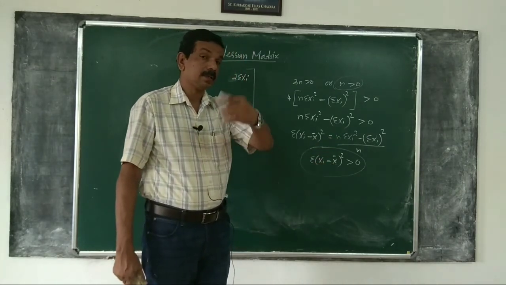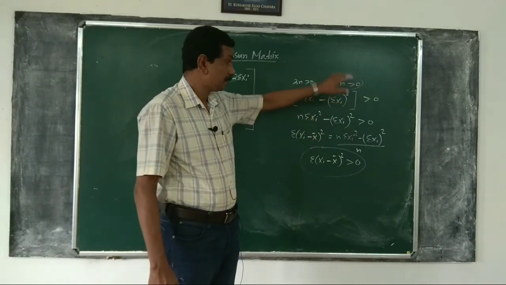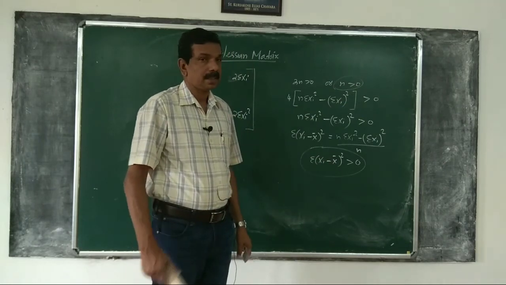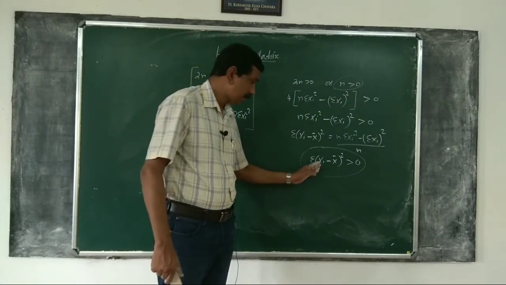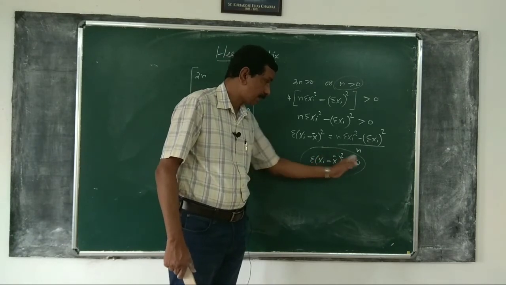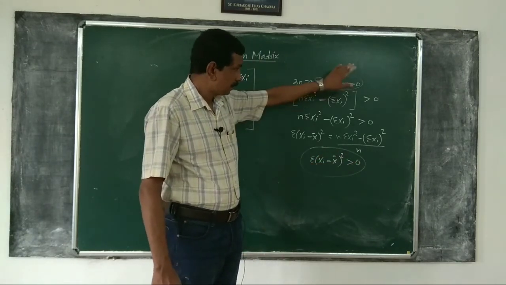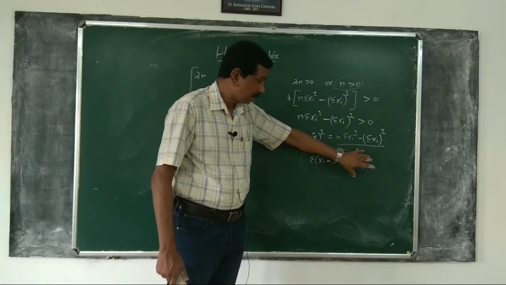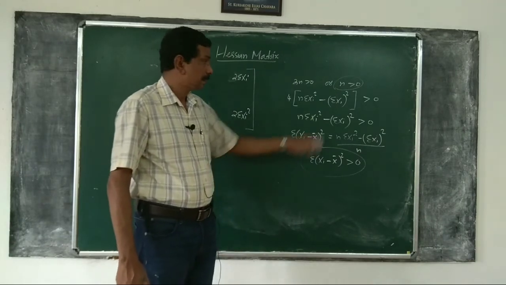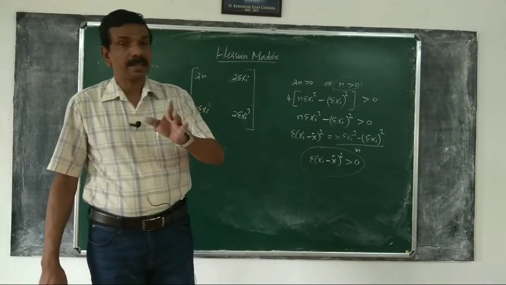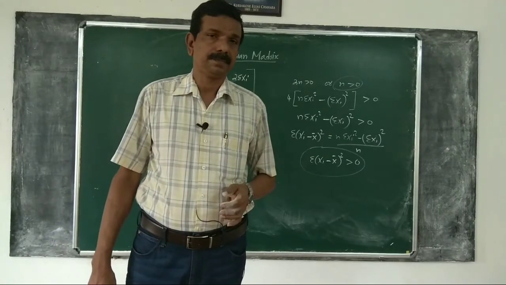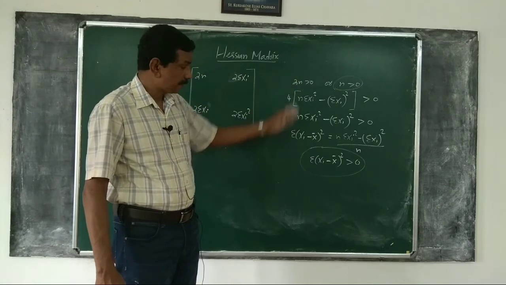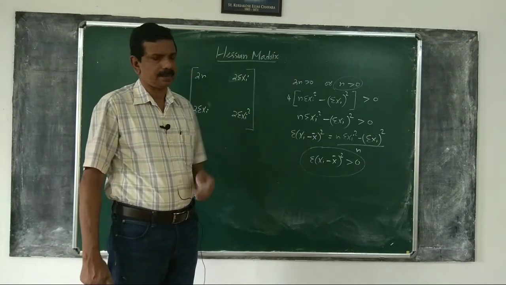These are the second order conditions for minima. Remember this: n greater than 0, and sigma xi minus x bar square greater than 0. That is, the sample size is not equal to 0, and second, there will be variability in x. These two conditions will be automatically satisfied.